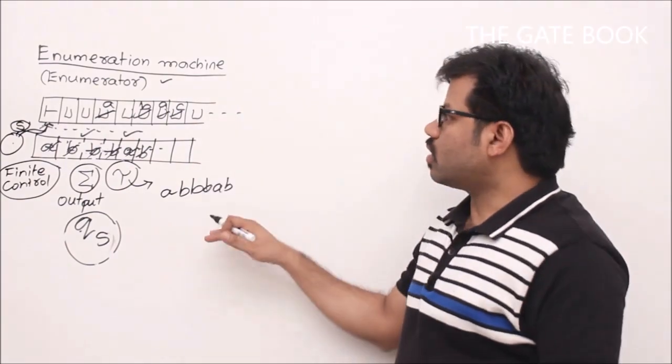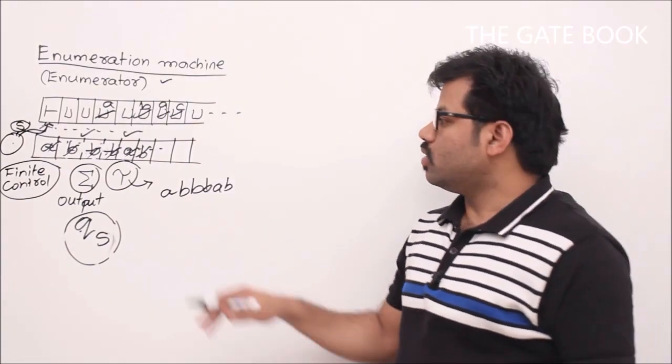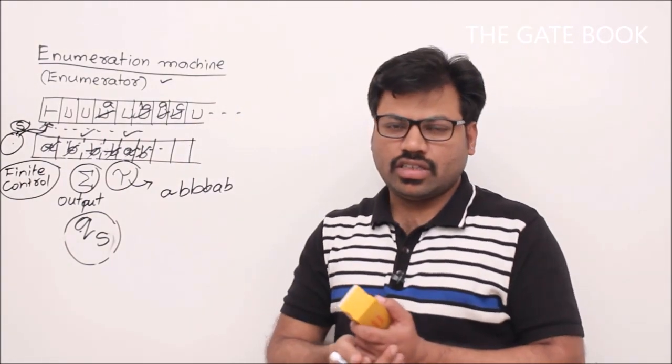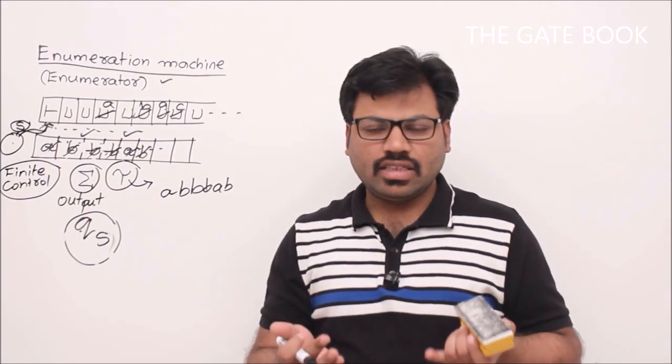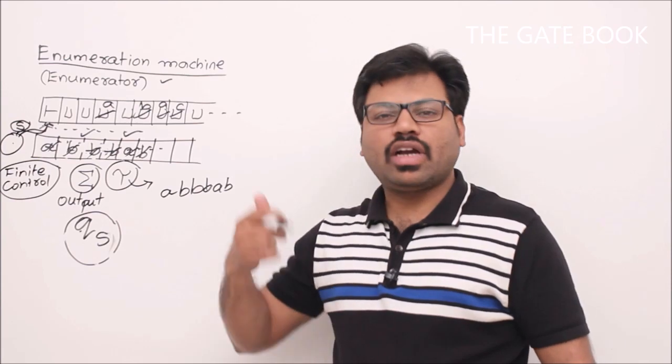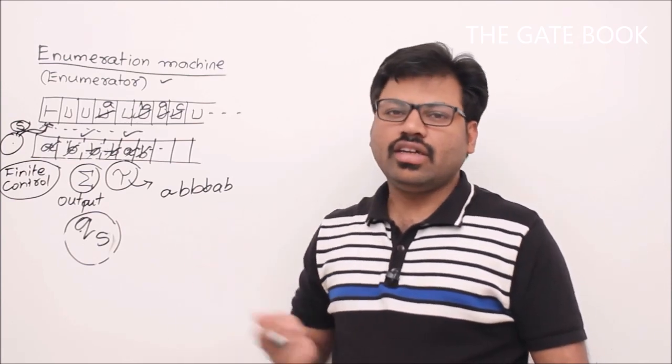So this is called an enumeration machine. This enumeration machine is going to generate the strings, correct? Is there any end? No, there is no end. It will be continuously generating the strings.